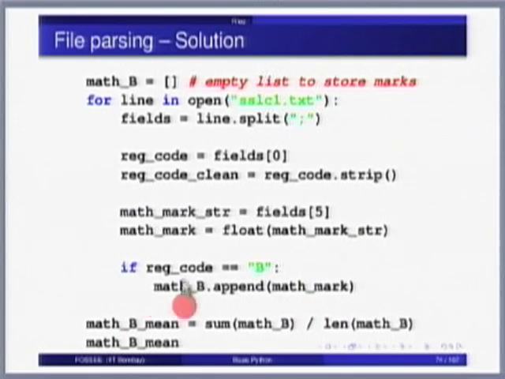Okay, that's it. So at the end of this, this for loop ends here. I say math B mean is the sum of all the list elements. Sum is a built-in, like len, that's available. Divided by length is the mean. Okay, so now let's write this code.